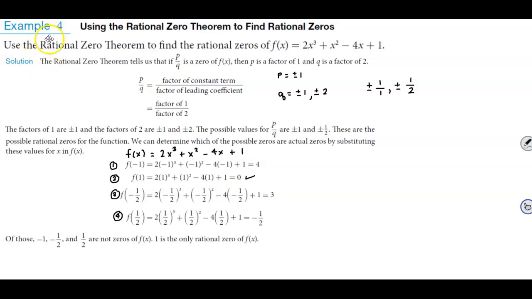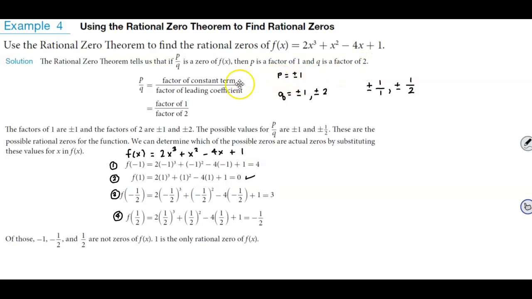For example number 4, we're going to use the rational zeros theorem to find the rational zeros of the polynomial. So we're going to use the rational zero theorem to find the rational zeros of f of x, which is equal to 2x cubed plus x squared minus 4x plus 1. Now the rational zero theorem tells us that if p over q is a zero of that function, then p is a factor of 1 and q is a factor of 2.